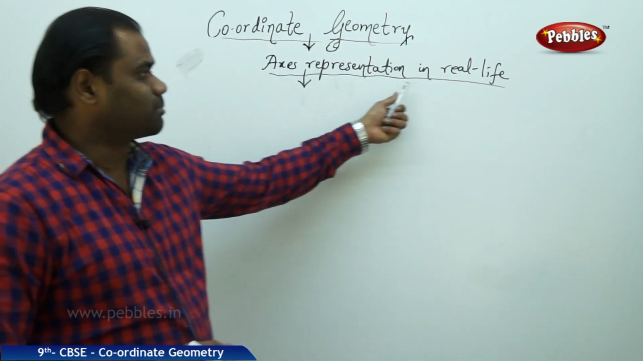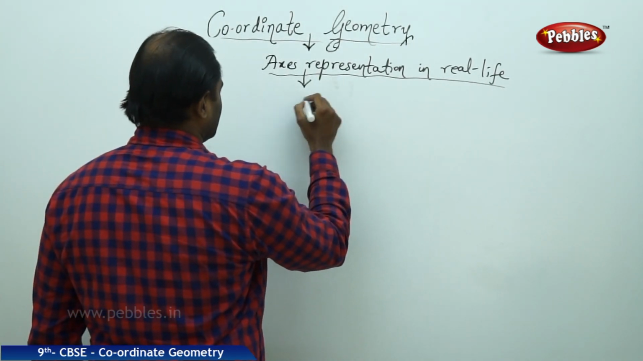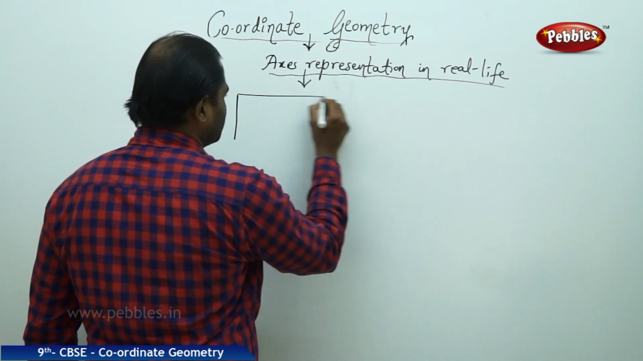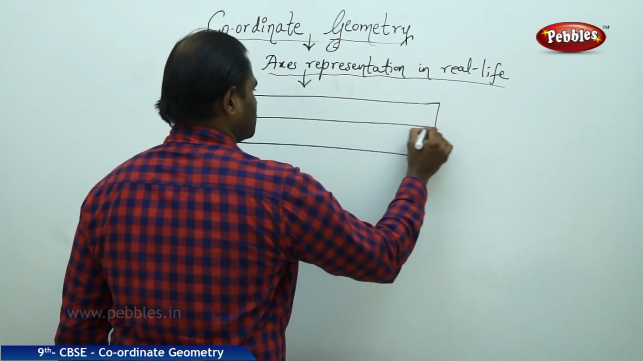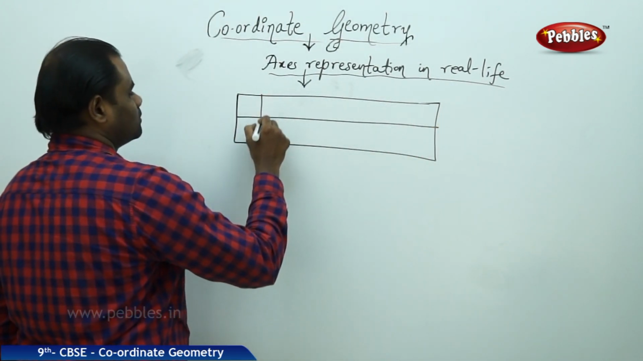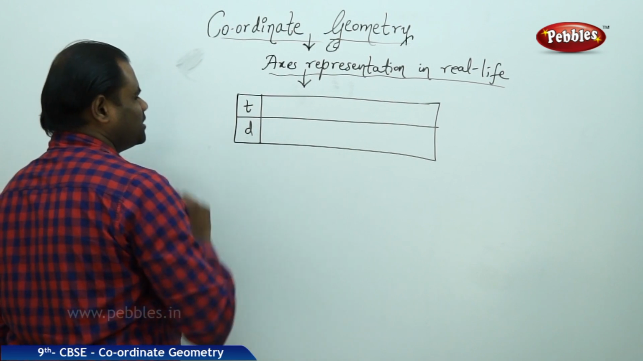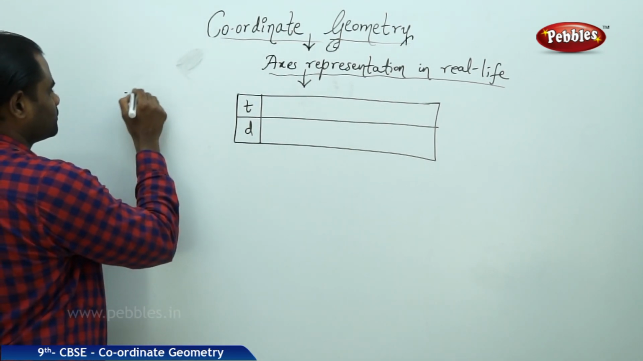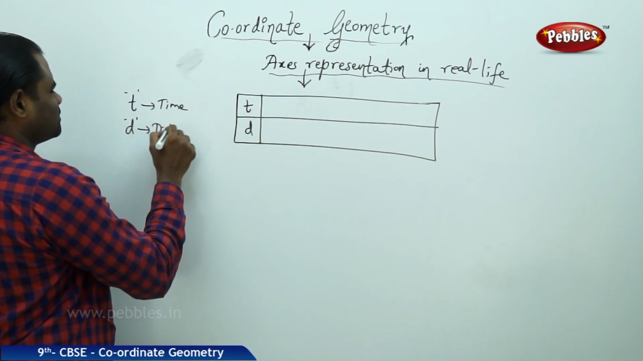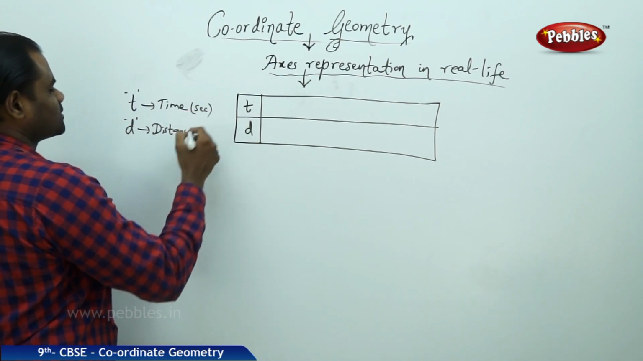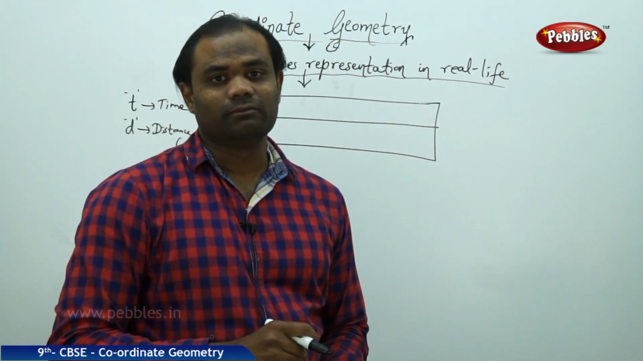X-axis and y-axis representation in real life. For example, I have a table of time and distance, where t stands for time and d stands for distance, time in seconds and distance in meters, is how we try to connect.